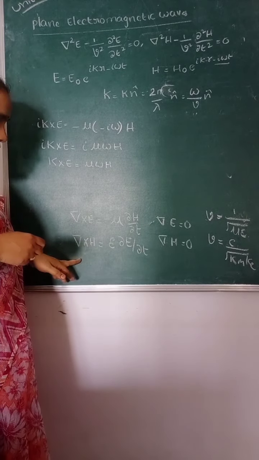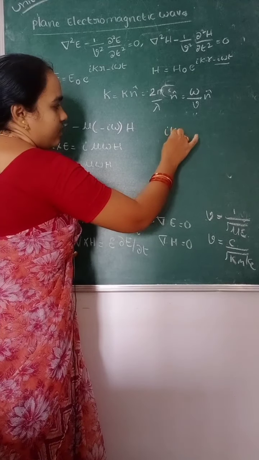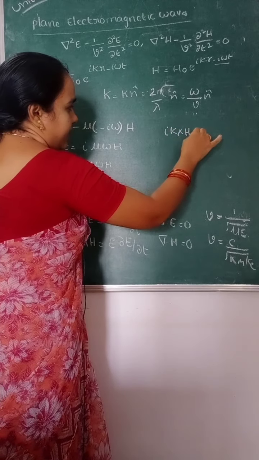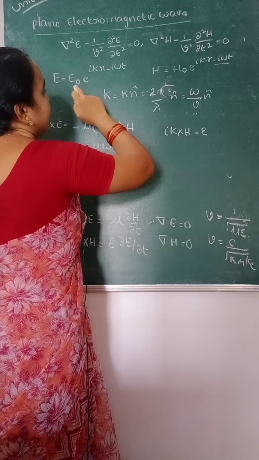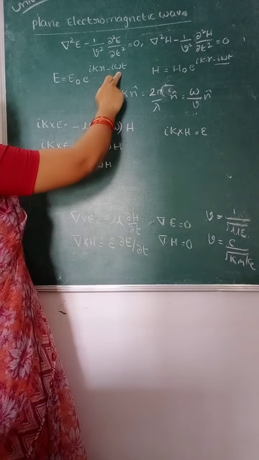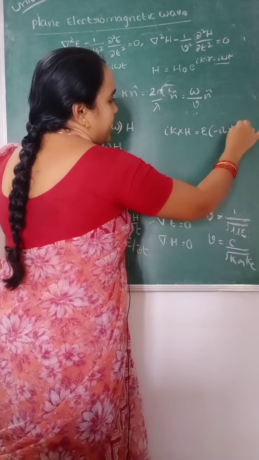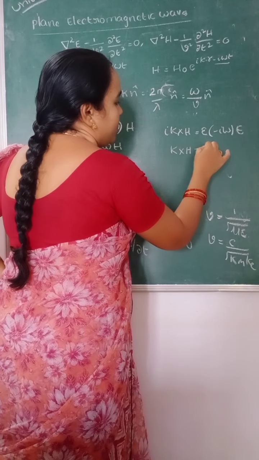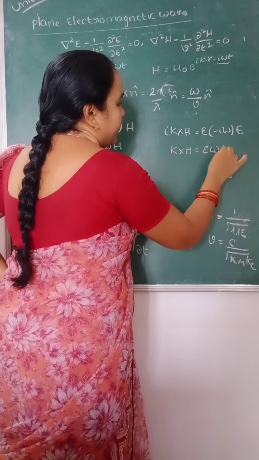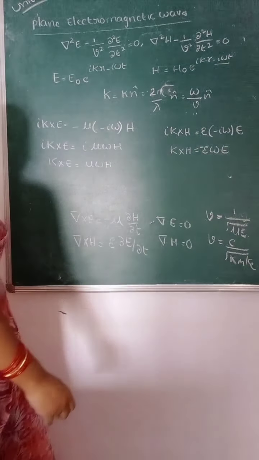Similarly, by substituting ik in this equation, ik cross H is equal to epsilon dou by dou t of E. So E is E naught, differentiating with respect to time, minus i omega into E. The i gets cancelled, we got k cross H is equal to minus epsilon omega into E.